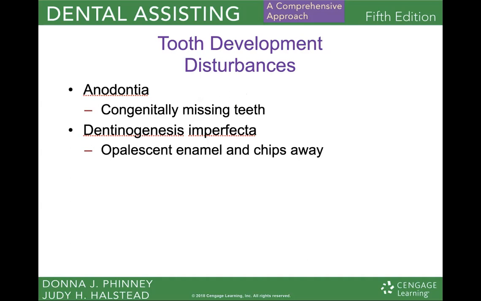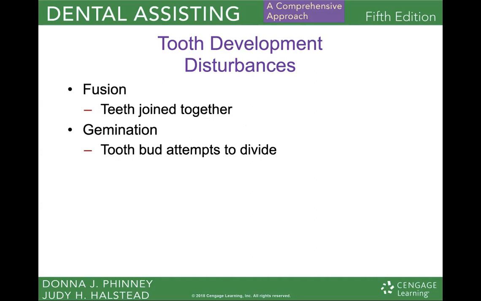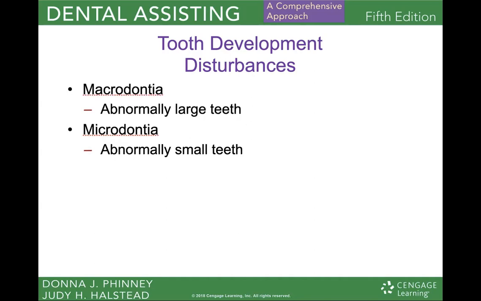Dentinogenesis imperfecta is a condition in which the enamel appears to be opalescent and chips away from the dentin soon after the eruption of the tooth. Fusion is a condition in which the enamel and dentin of two or more individual teeth join together. Gemination may appear much like a fusion, but in this case, a single tooth bud attempts to divide. Macrodontia teeth are abnormally large, and microdontia teeth are abnormally small.